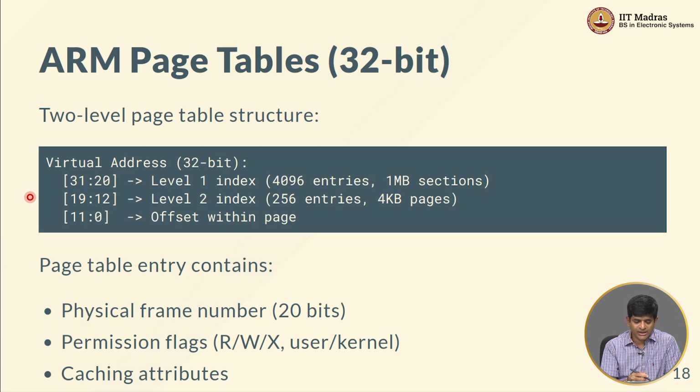So it replaces the top 20 bits of your virtual address with an actual physical frame number. It also has things like the permission flags and caching attributes. All this is part of the ARM page tables. Most processors have similar kinds of MMUs, but some may have different capabilities as well.